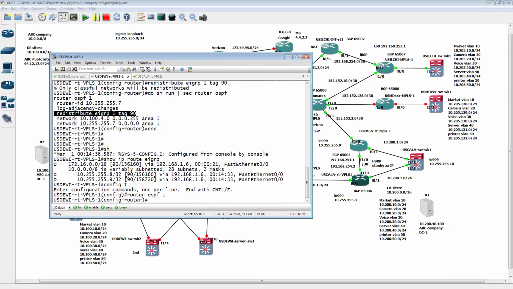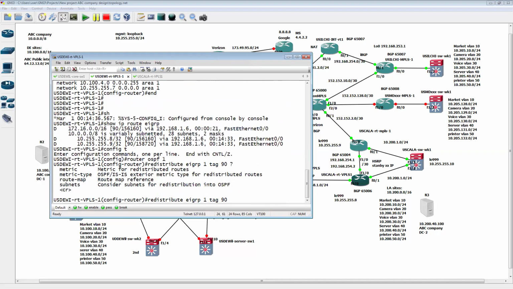So now in here, for example, I'm going to repeat this command again. Let me highlight this one first, the whole thing. And now I have to put a question mark in here. Oh, now what does that mean? Subnet: to consider subnet for the redistribution into OSPF. So maybe we need this one, followed by this one, like this.